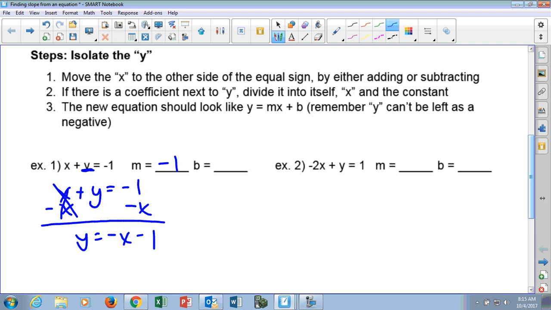What's my y-intercept? Jack. What's the y-intercept here? Yeah, -1.